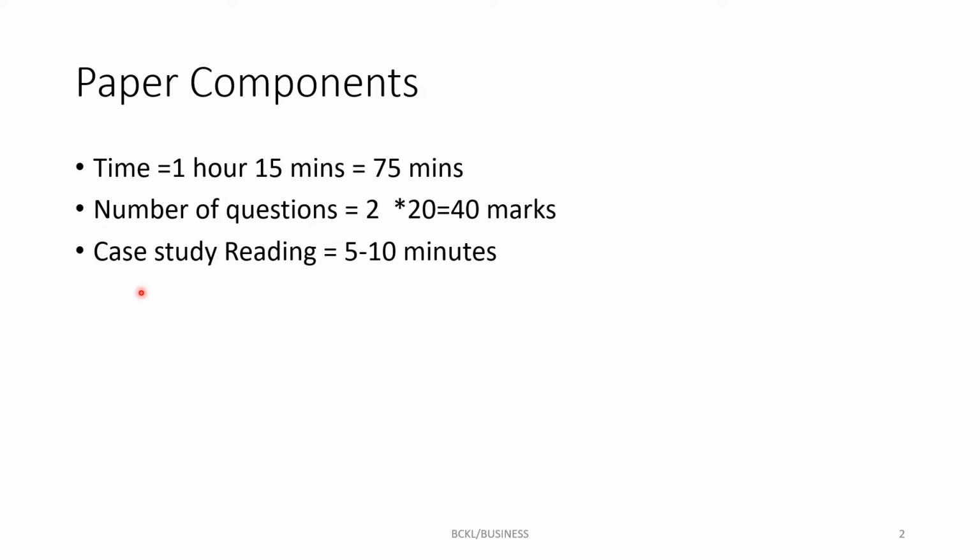And here the maximum reading time would be 10 minutes. Minimum is going to be 5 minutes and maximum 10 minutes. You cannot spend more than 10 minutes reading, otherwise you won't have enough time for attempting the questions. So 75 minus 10 minutes gives you 65 minutes, and the 65 minutes that you have, you will divide by 2.